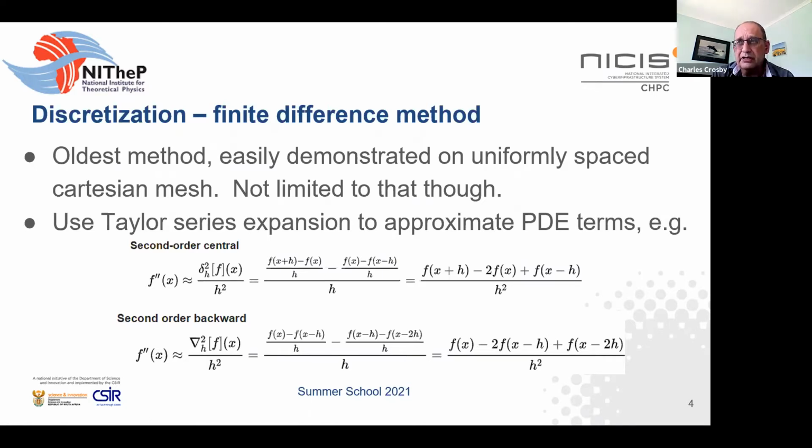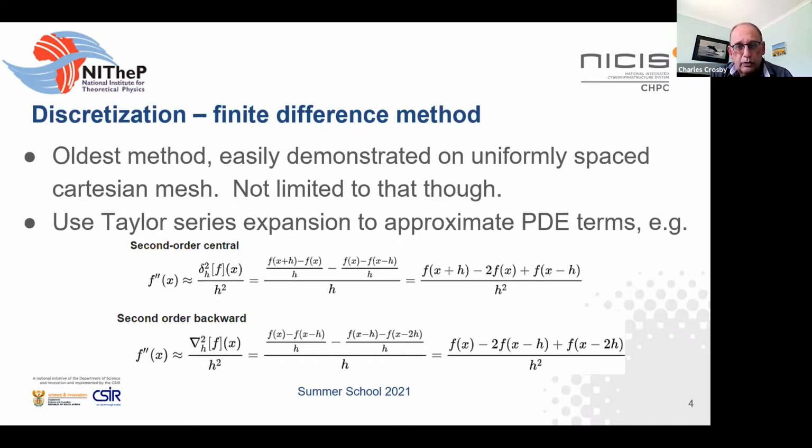So let's talk a little bit about the finite difference method. As we've seen, it really is most easily understood on the basis of the uniformly spaced Cartesian mesh, but it doesn't have to be. It doesn't have to be a rectilinear Cartesian mesh. It doesn't have to be uniformly spaced. Delta x does not need to be constant. Delta y does not need to be constant. It just makes it easier to understand if you do it like that initially.